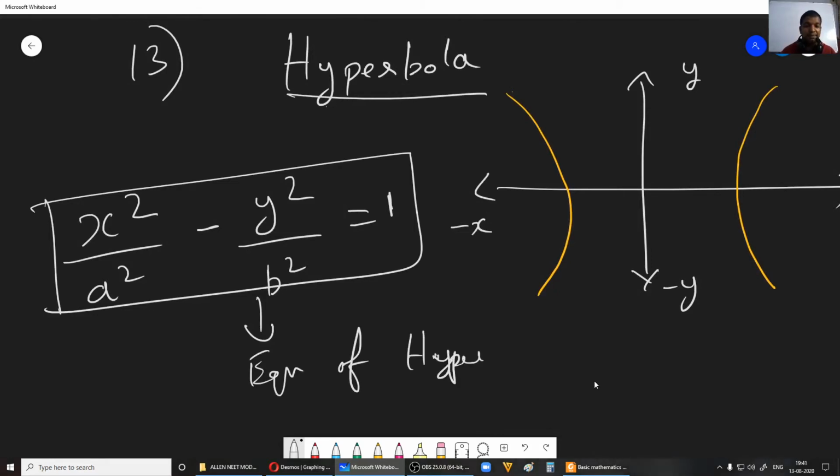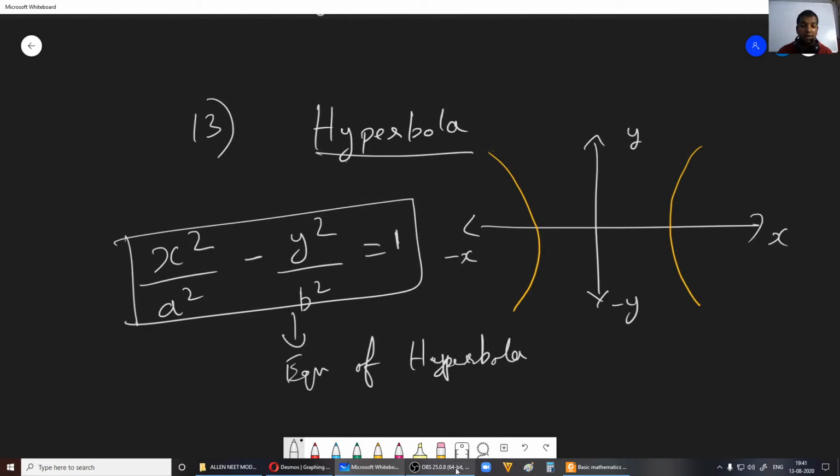Fine, so these are the standard functions and their graphs, okay. You need to remember them, fine, you need to remember them, okay. Right, now let us continue.